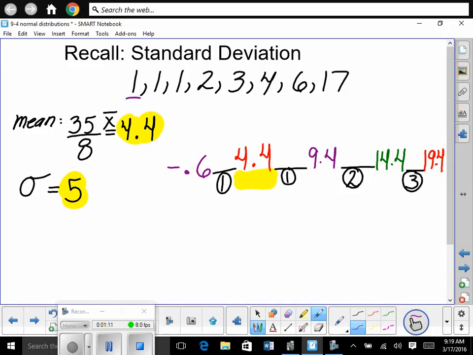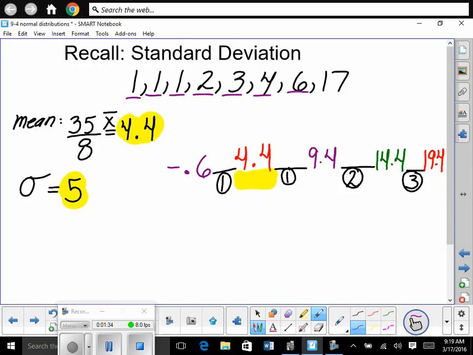Did 1? Yep, 1 fell within one standard deviation. 2 did as well, right? Right within here. The ones below, right? 3 fell within below, and then 4 fell within below, right? All of those fell within one standard deviation below, and then between 4.4 and 9.4, didn't 6 fall within one standard deviation? So isn't 17 my outlier?